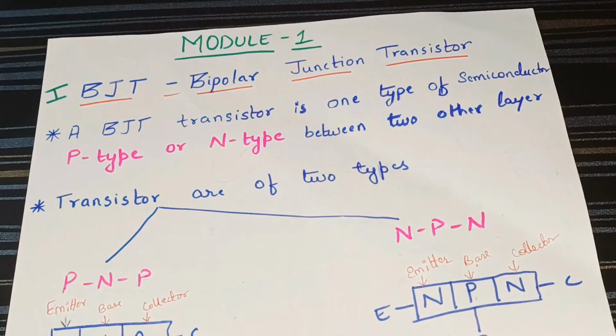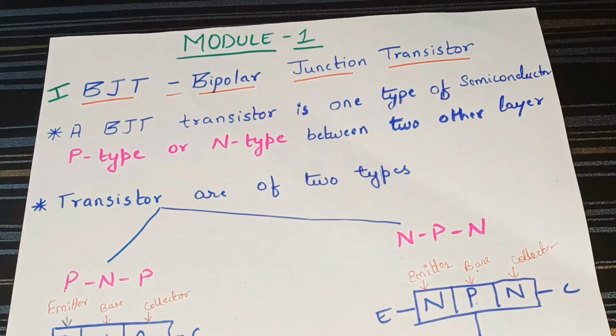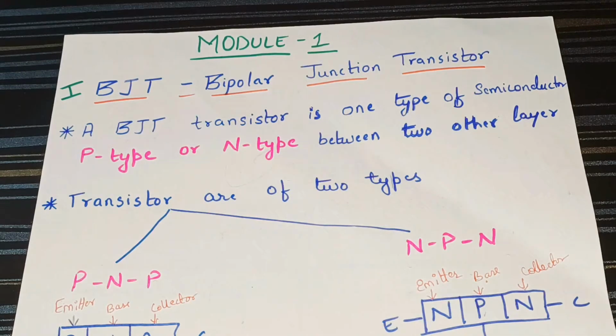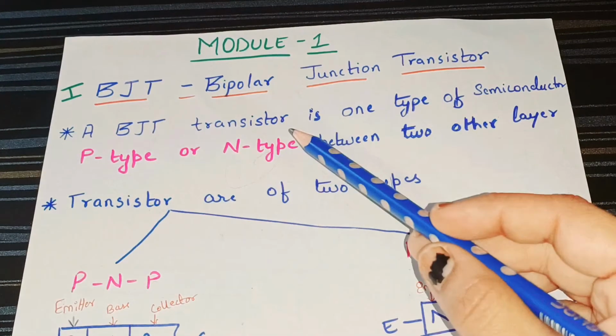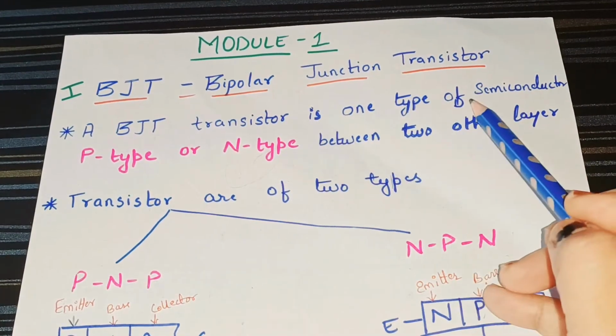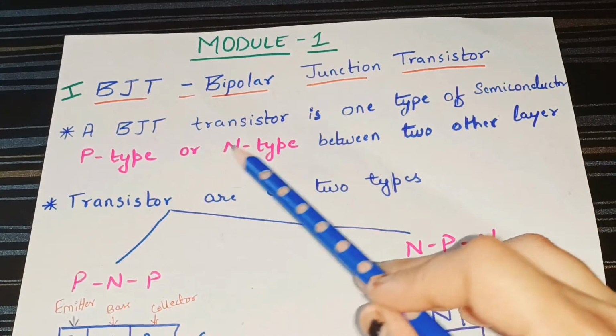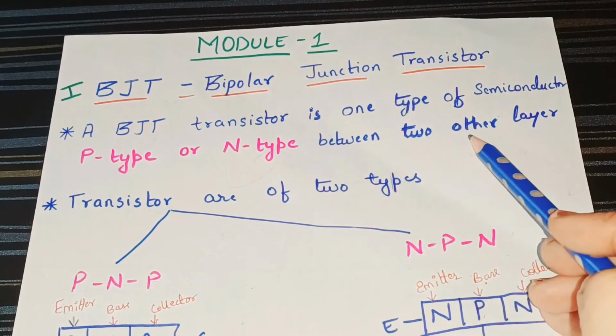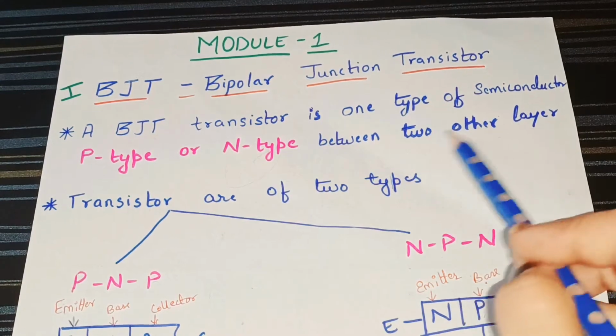Everyone, in today's video we are discussing BJT. So BJT is bipolar junction transistor. A BJT is a type of semiconductor which consists of P type and N type between two other layers. What does that mean, between two other layers?